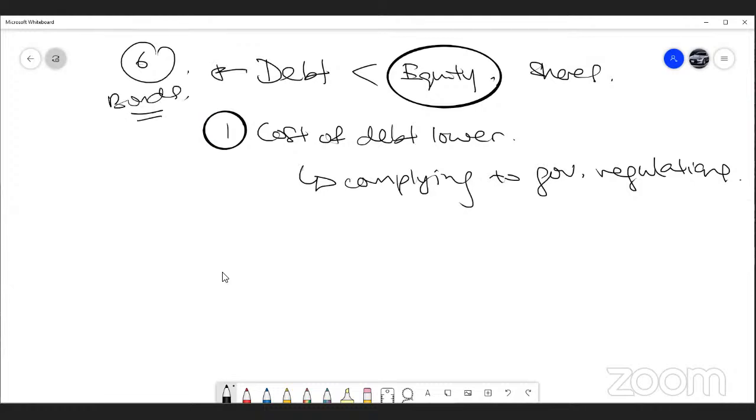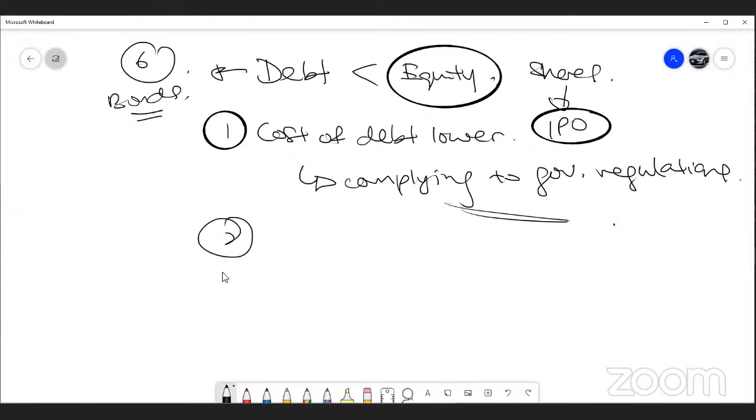So issuing bonds is easier than issuing shares. If a company wants to issue shares, they need to go through an IPO. That means they need to be listed, and this will go through a lot of requirements and processes. So it will be very taxing and very pricey to comply with the government regulations. This is number one.